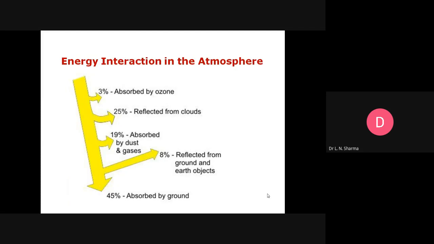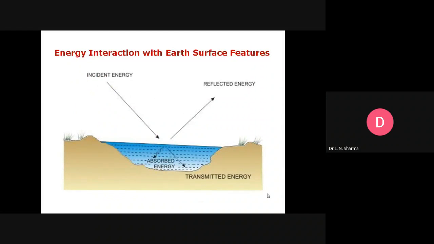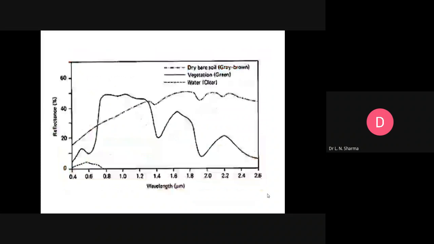This is the reflected energy. So this is the incident energy, energy absorbed, and reflected energy, and this is a typical example of three features: your water, vegetation, and dry soil. The reflectance of dry soil will be more, vegetation will be more, and water will absorb the energy, so its reflectance is less. Therefore, we use infrared radiations for demarcating the water.